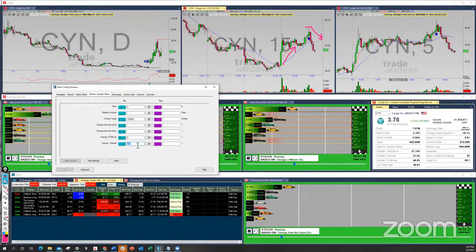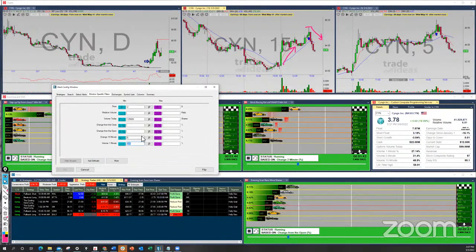And that's a 10-day average again. So that's saying it's doing 2 times its normal 1 day volume over the last 10 days, essentially. And that's really the short and skinny of what this scan is looking for here.